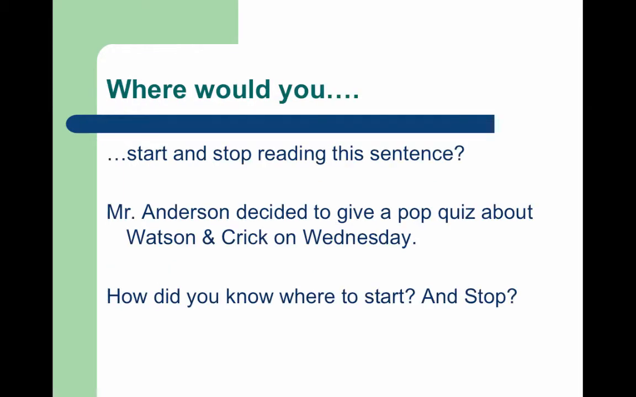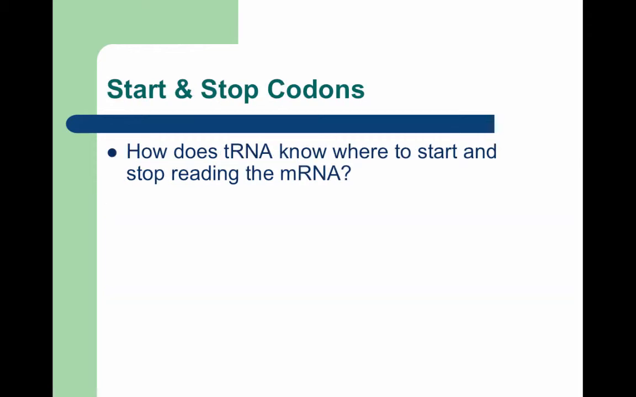Okay, so looking at this sentence, where do you start and where do you stop reading? Mr. Anderson decided to give a pop quiz about Watson and Crick on Wednesday. How do you know where to start and how do you know where to stop? We know how to start and stop sentences based on the capital letter at the beginning and the period, question mark, whatever punctuation at the end of that sentence, right? And we read from left to right, top to bottom.